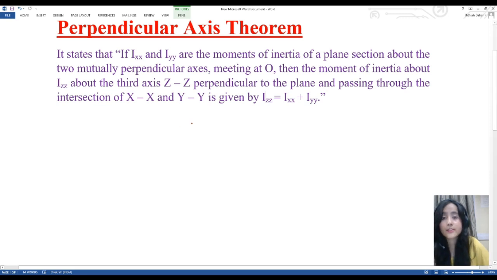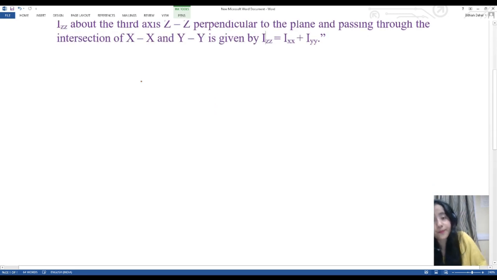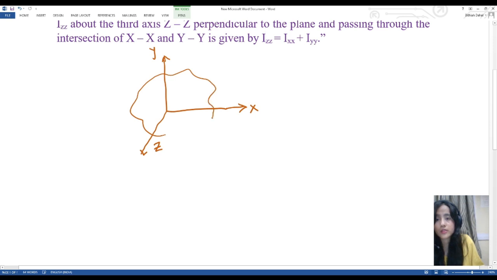If I explain it with the help of a diagram, let me draw the planes first. Okay, right? Let this be my y plane and let this be my x plane, and let this be my third plane, which is the z plane. Let me consider one irregular section again, and let the point of intersection be O.